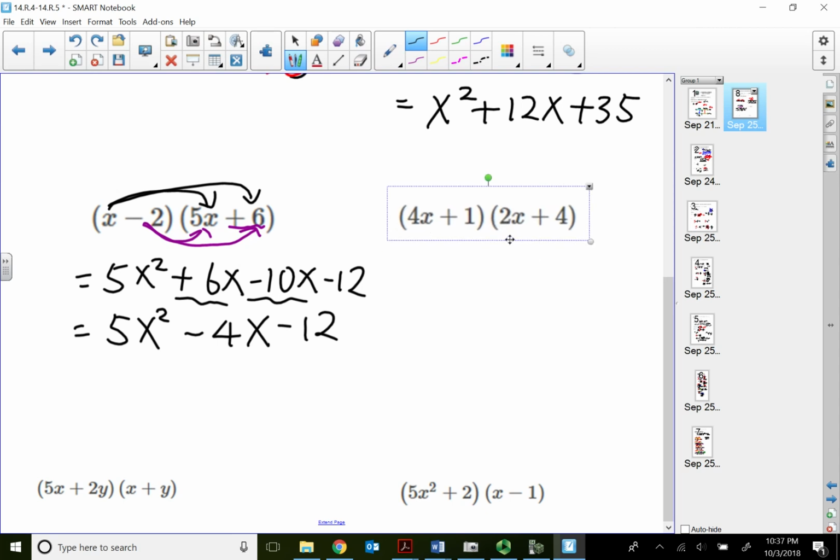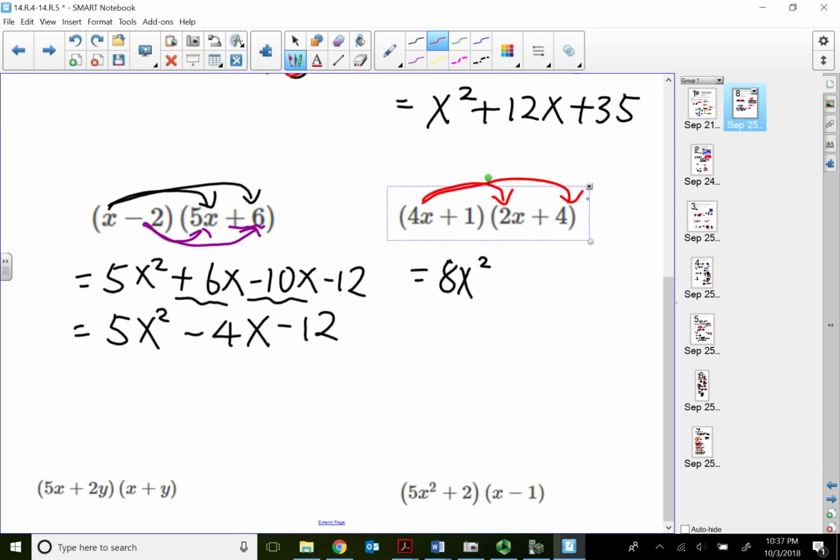Both of them are positive. In this example, let's give it a try, okay? First thing I do, 4x times 2x. 4 times 2 is 8. X times x is x squared. So that would be 8x squared.